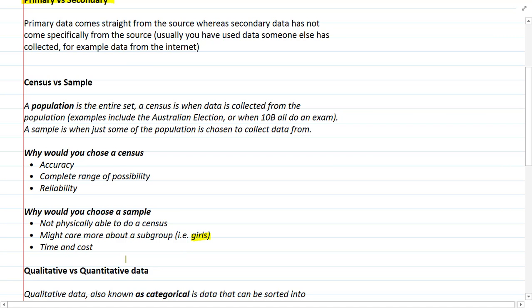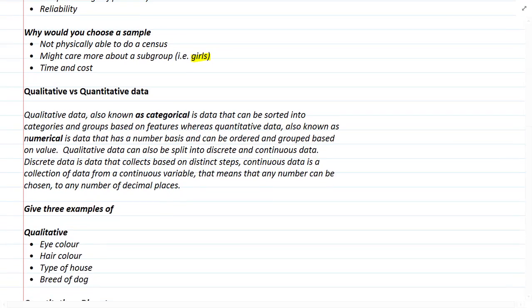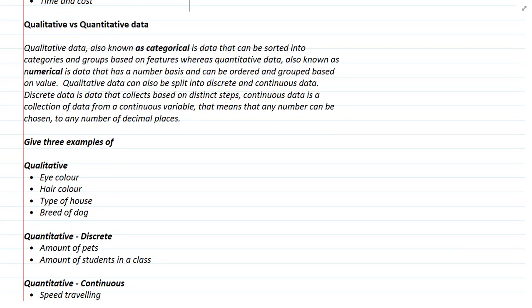And so that's your time and cost argument there. So there's census and sample. Then we have the big one, qualitative versus quantitative data.